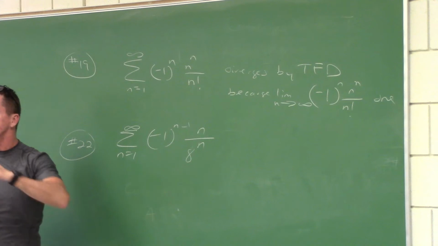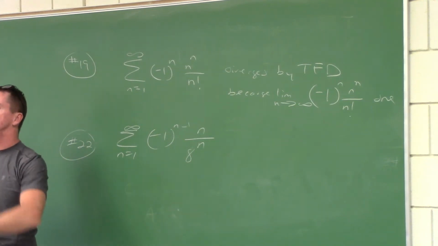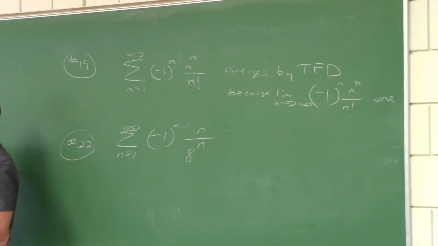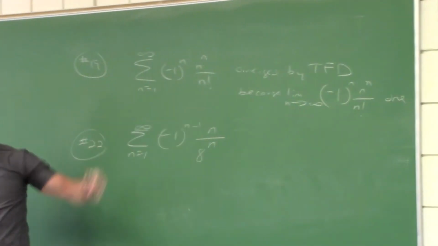So right away, do not write, oh, diverges by alternating series test. It only shows convergence. But go right to the test for divergence.